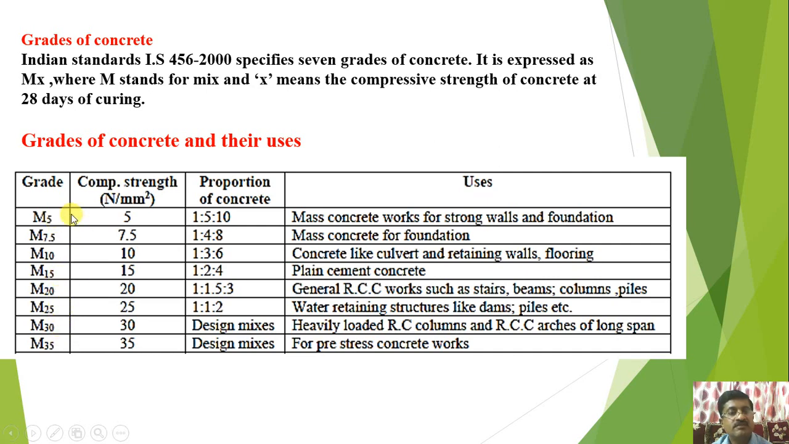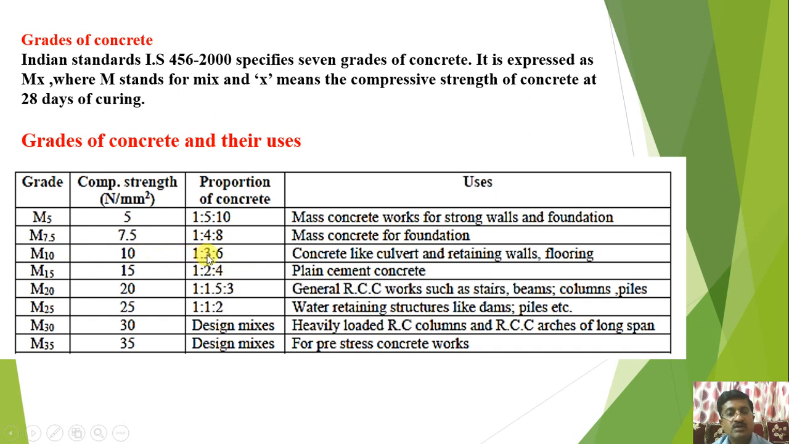The number in the grade indicates the compressive strength in Newton per mm square: 5, 7.5, 10, 15, 20, 25, 30. M5 stands for the proportion 1:5:10, which is used for mass concrete works such as strong walls and foundation. M7.5 is the 1:4:8 proportion for mass concrete for foundation.